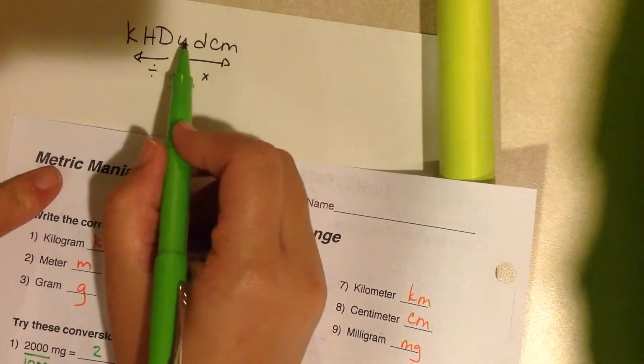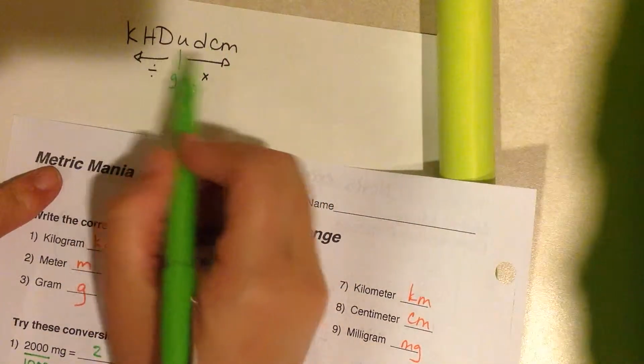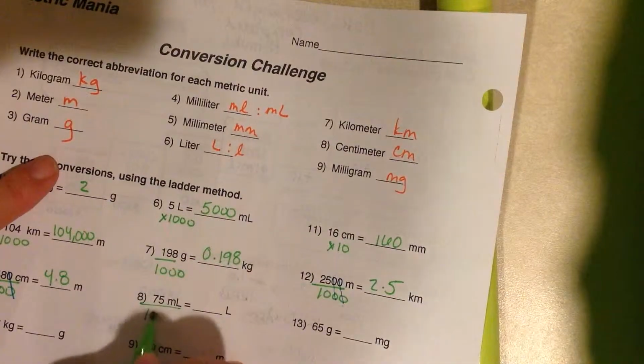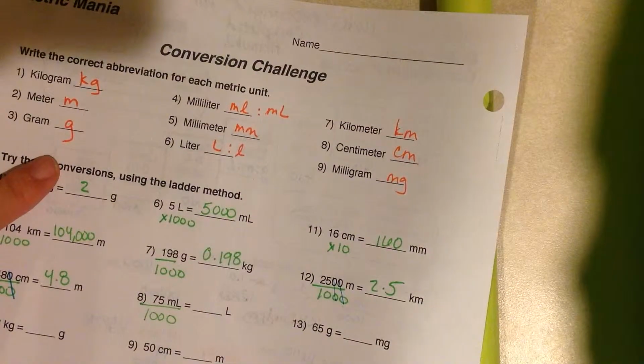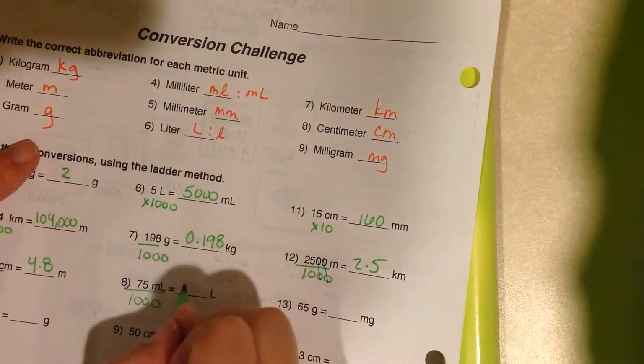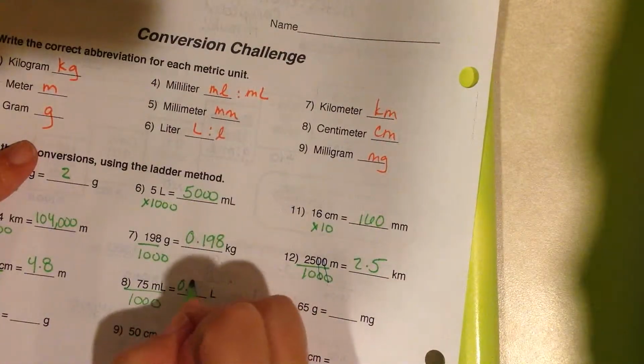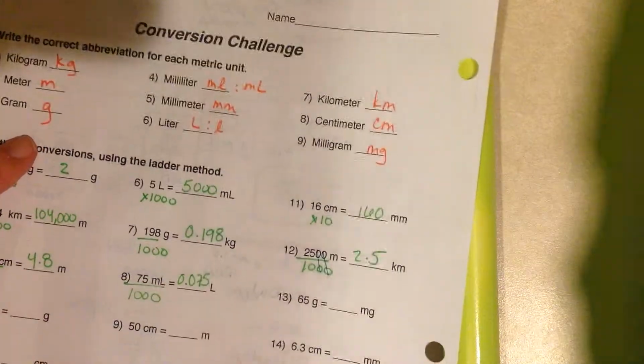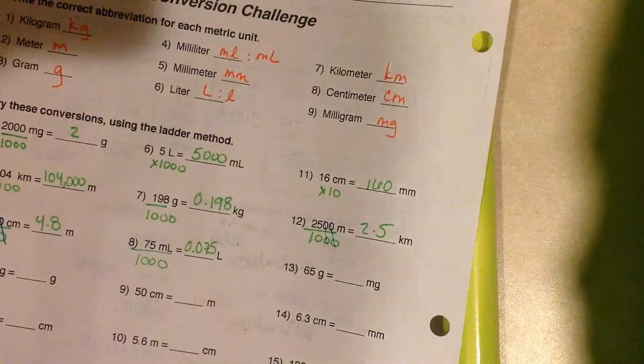75 milliliters to liters, milliliters to liters. I'm going to the left, so I'm going to divide. 1, 2, 3 places. On this one, guys, you would need to put this 0 because it brings out to 0.075.